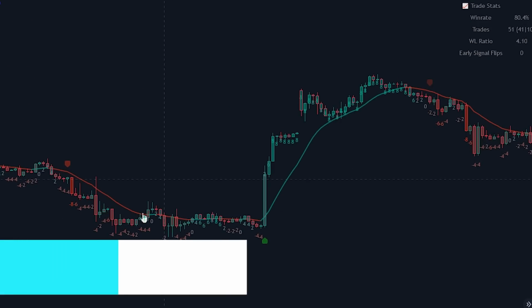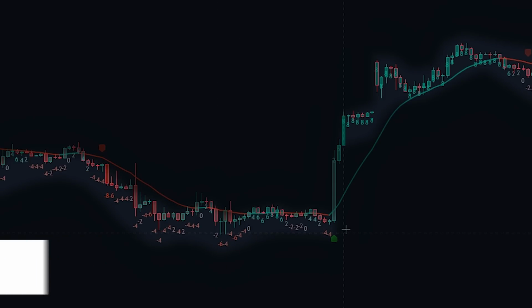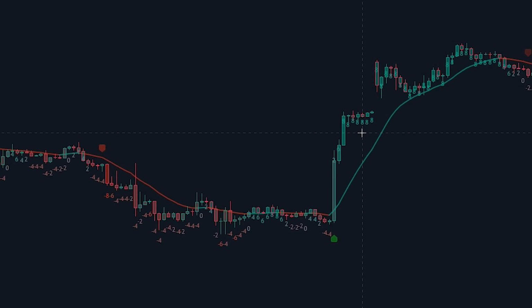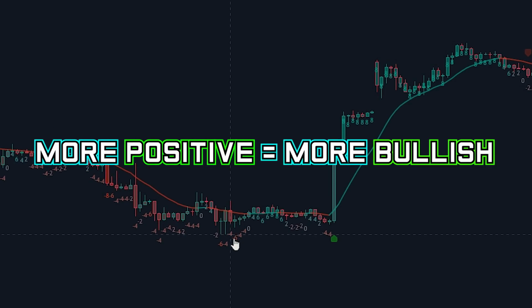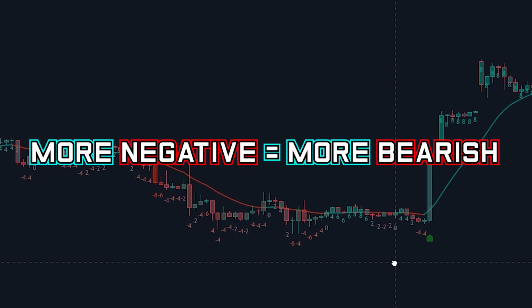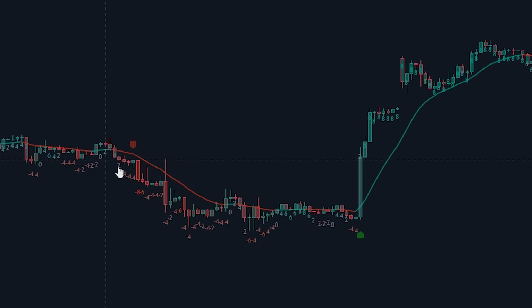The first feature you might have noticed is the numbers that are plotted below every candle. The numbers it plots range from 8 to -8. These numbers represent the categories the model assigns to each candlestick. Simply said, the more positive the number is, the more bullish the sentiment is, and the more negative a number is, the more bearish the sentiment is. A large sequence of these numbers can help with identifying the strength of the trend.